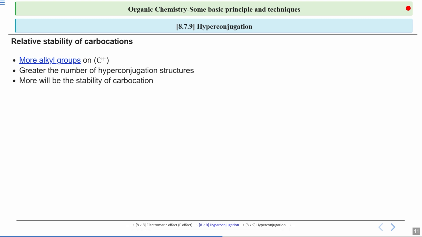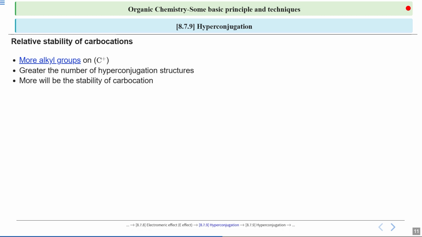And what is the reason behind it? Can you think of the reason? Of course, you know that more alkyl groups increase the stability of your carbocation. But what is the reason for that? And what is the reason for hyperconjugation? Why are both these effects stabilizing?